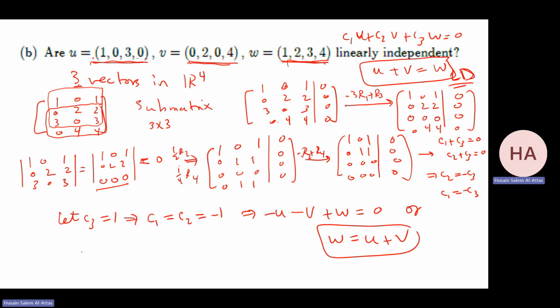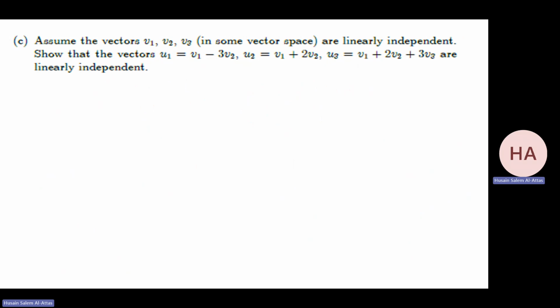Yeah. So they are linearly dependent. Okay. Assume that the vectors V1, V2, V3 are linearly independent. Show that these three vectors U1, U2, U3 are linearly independent. What I need to do, I think I need to go to the basic one: C1U1 plus C2U2 plus C3U3 is equal to 0.